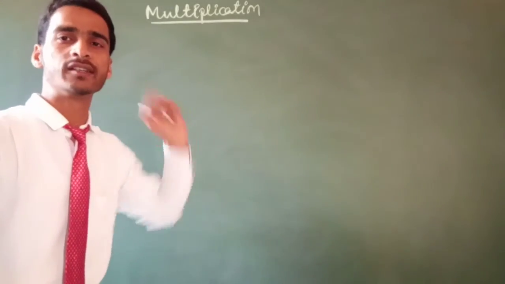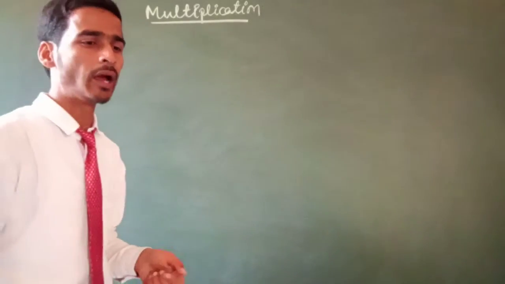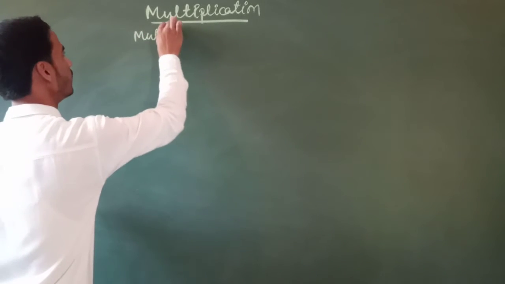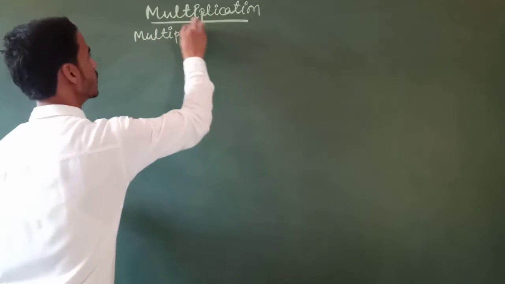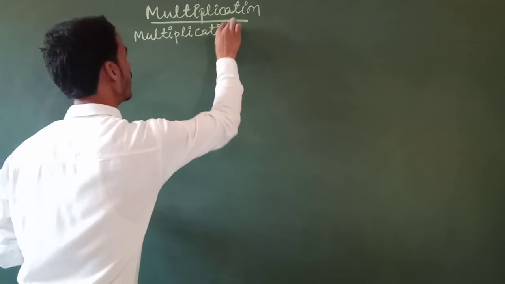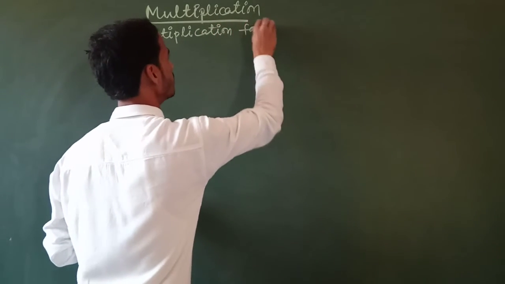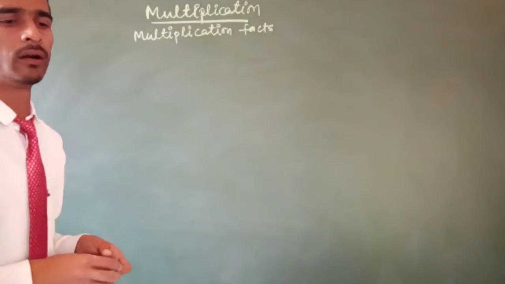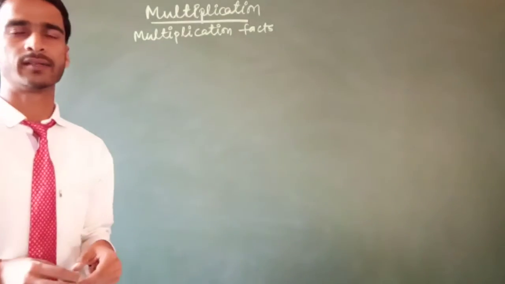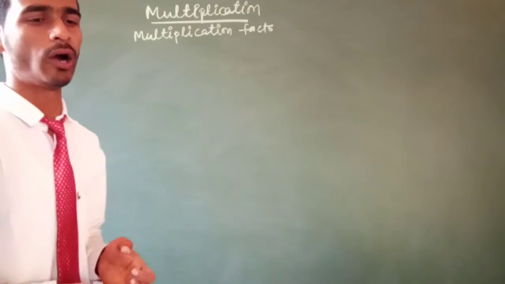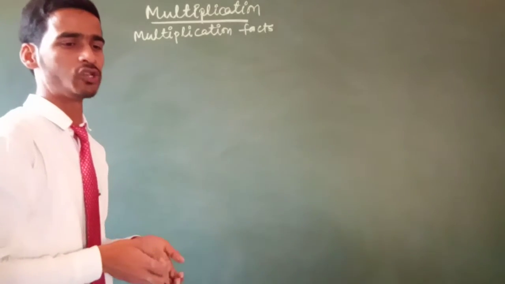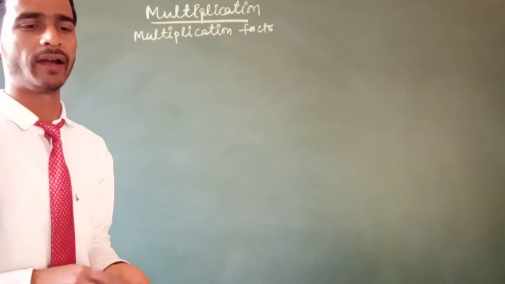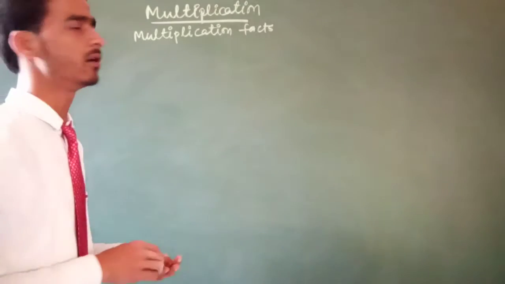We have to discuss the topic multiplication today, and firstly for multiplication you have to know multiplication facts. Listen carefully everyone. The numbers that are multiplied are called factors. The result of multiplication is the product.